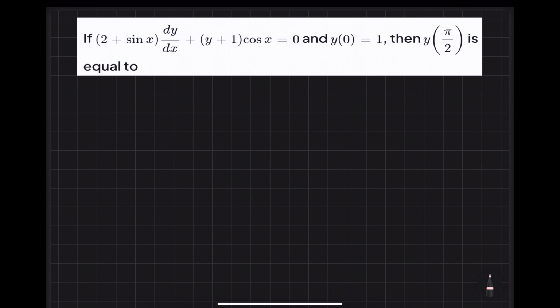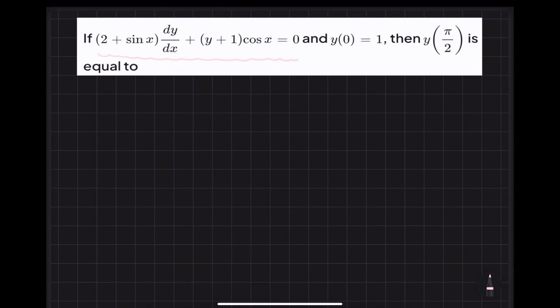So, we got a wholesome new problem which says: (2 + sin x) dy/dx + (y + 1) cos x = 0. So, we have been given this differential equation, correct? We have to solve this. So, how will we approach?